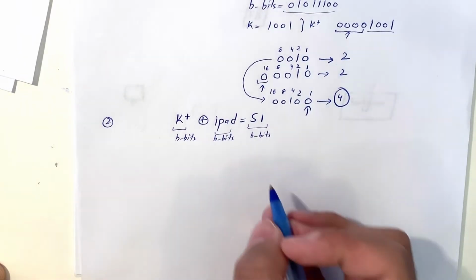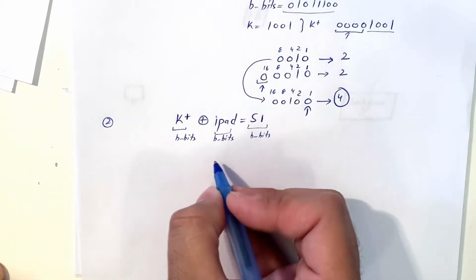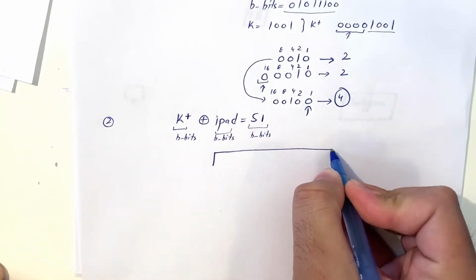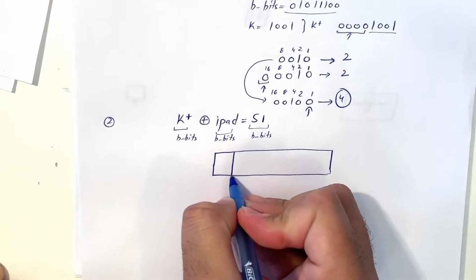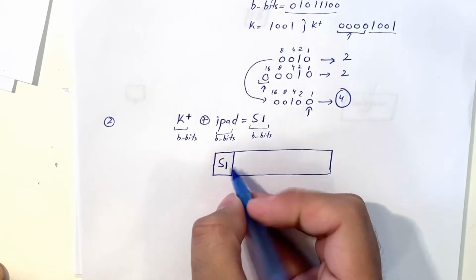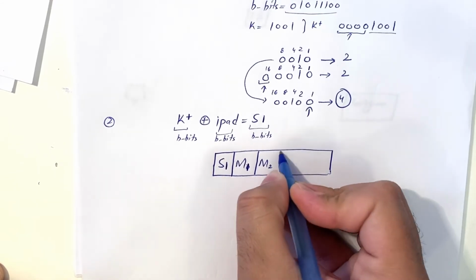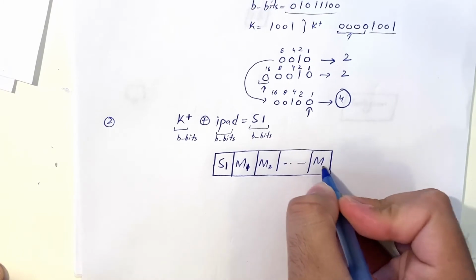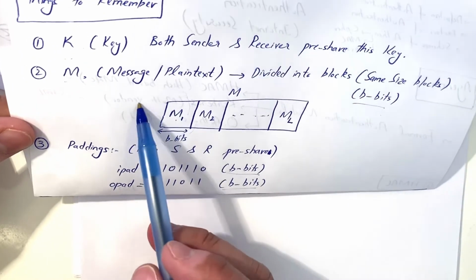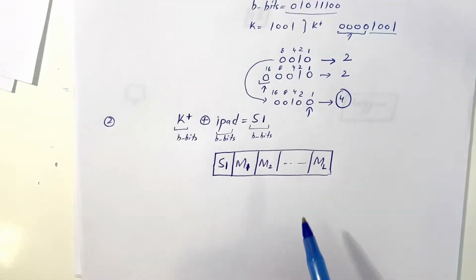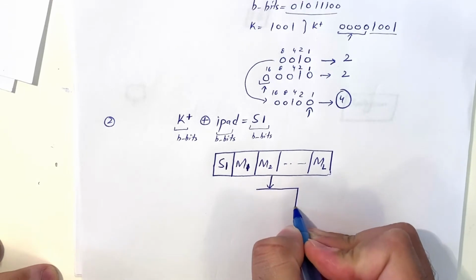Okay, now what we will do is, after calculating the S1, we will append S1 with the original message string. So S1 will be appended on the left side. It's going to be M0, or let's say M1, M2, and all the way to ML. So this is the plain text. We append the result S1 on the left side. Okay. Now next step is we will calculate the hash value of whatever we got here.